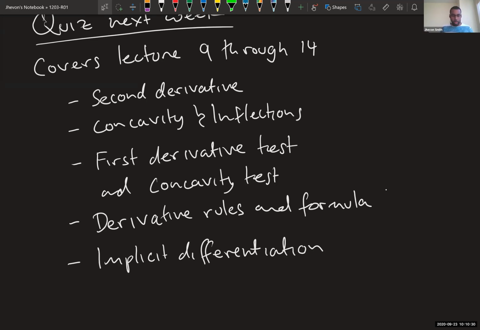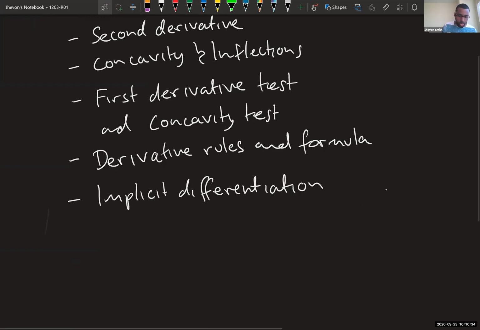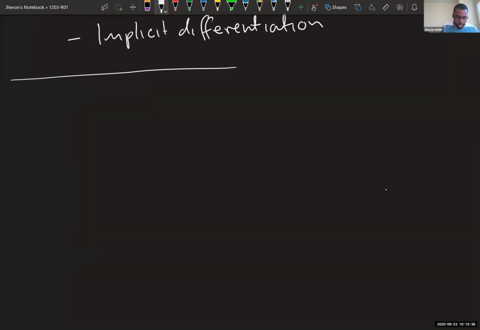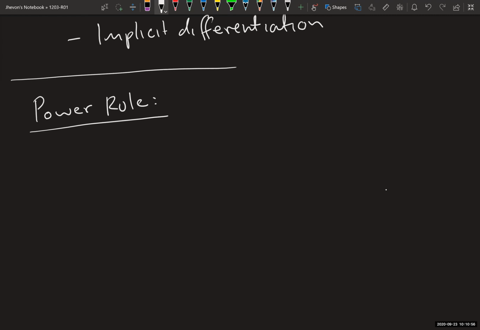Or maybe I can even start with a little check to see what we remember. If I were to ask you what the power rule is, what is that? This is where you guys come in. Just let me know what the power rule is. Is it n times x to the n minus 1? Almost.